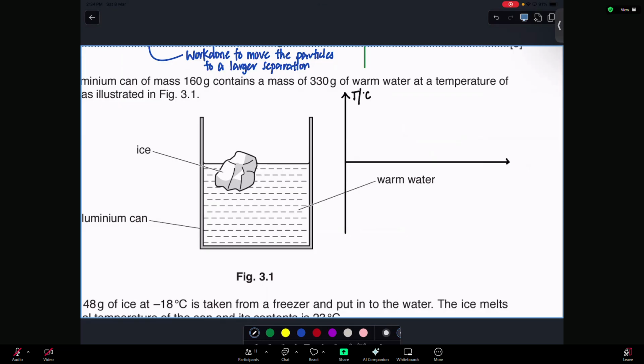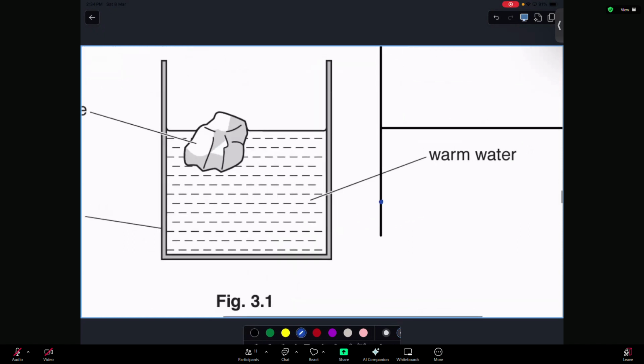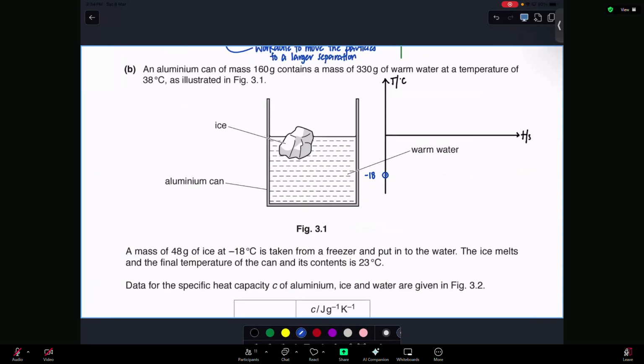So এখানে you have time, seconds. Mass of 48 gram of ice is at minus 18 degrees Celsius. So you start at what temperature here? Minus 18. এটা দেখাতে হবে না, but it's useful. Okay, মানে তোমাকে picture করার জন্য কি হচ্ছে. And then put into the water. The ice melts and the final temperature of the can is this. So ice melt করে, what's the final temperature of the ice as well? 23. No, 23 final টা. So এটা কি করছে? এখানে গেল, তারপর কি করছে? Melt করছে, তারপর এখানে গেল. So what's the temperature at the top? 23. So that's all that happened here.